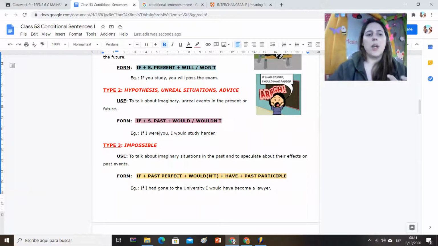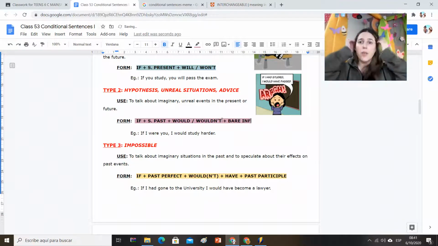Okay, so remember the structures, the tenses you have to use in this structure. If is going to be followed by simple past, and then in the other clause would or wouldn't, and then I'm going to include it just in case, the infinitive without to.